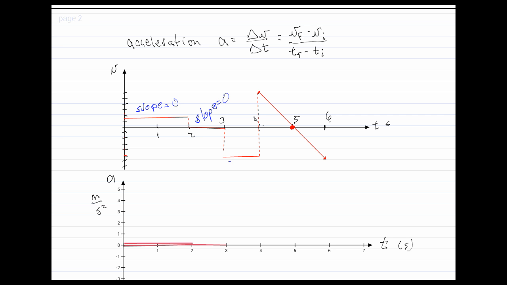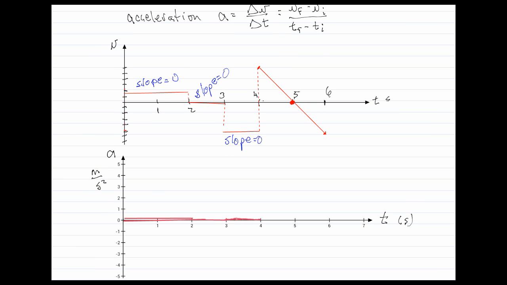In fact, the slope is 0 from 3 to 4 as well. So this is not a very interesting velocity versus time graph yet. I mean acceleration versus time graph, because it's 0 for the first 4 seconds. But let's look at what happens from 4 to 5 seconds. From 4 to 6 seconds.